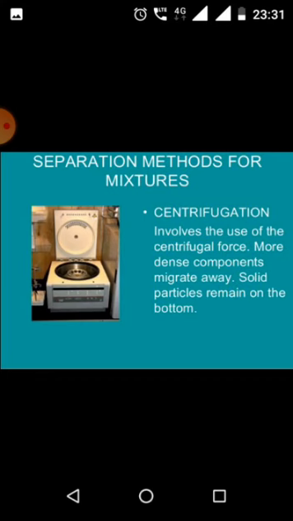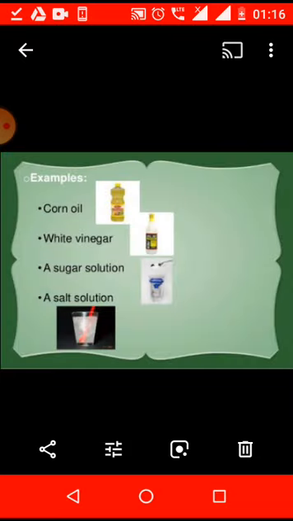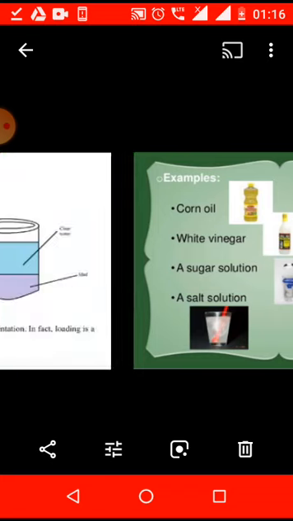So we can use this in our day-to-day life: mixie, grinder, washing machine. This is also a spinning type centrifugal method that we can use in our day-to-day life. Examples: corn oil, white vinegar, a sugar or salt solution. These are all examples of how we can separate solutions.